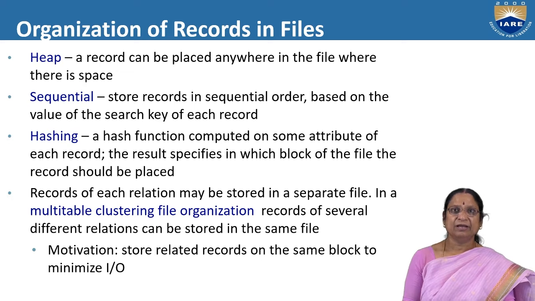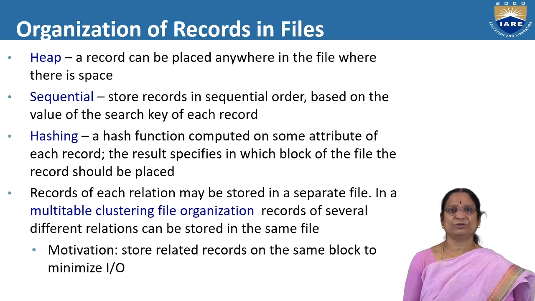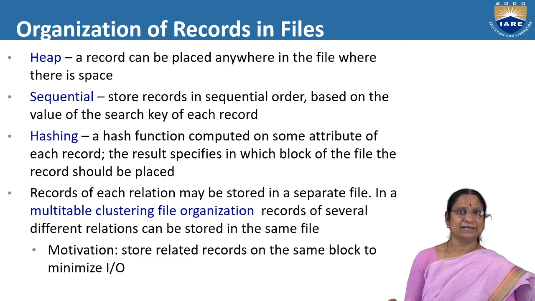Hashing: a hash function is going to be computed on some attribute. We will consider it as a key attribute of each record, and the result will specify the address of the block where the respective data is stored. Address of the block, or a bucket. Terminology is going to change, where that respective record was placed actually.